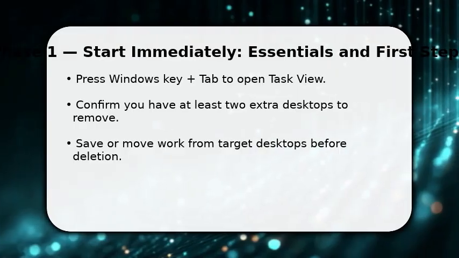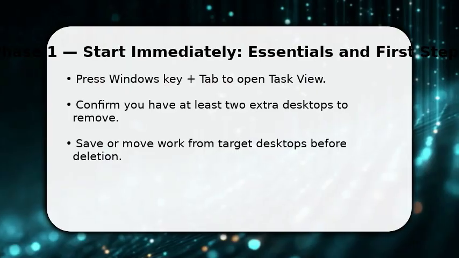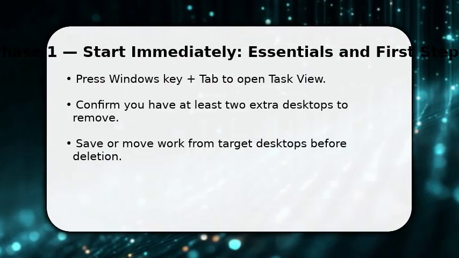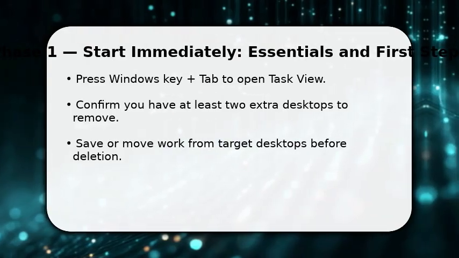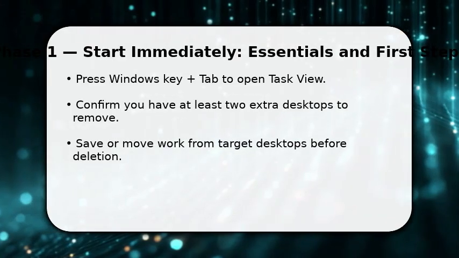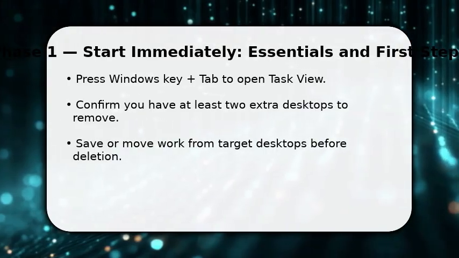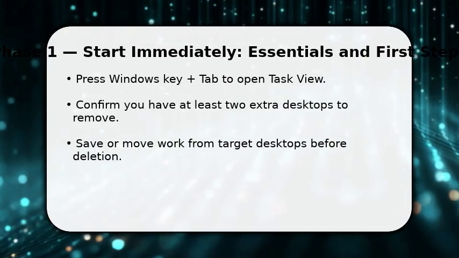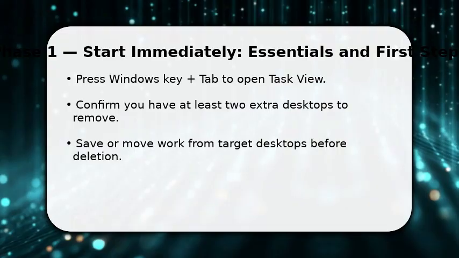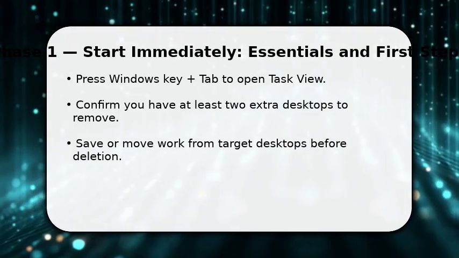You start by opening Task View with Windows key plus Tab. This displays all virtual desktops so you can act. Once Task View is visible, glance through each desktop thumbnail and identify the ones to delete. Make sure to save files or drag open Windows back to Desktop 1 because deleting a desktop moves its windows. You don't lose saved documents, but unsaved work could be lost.